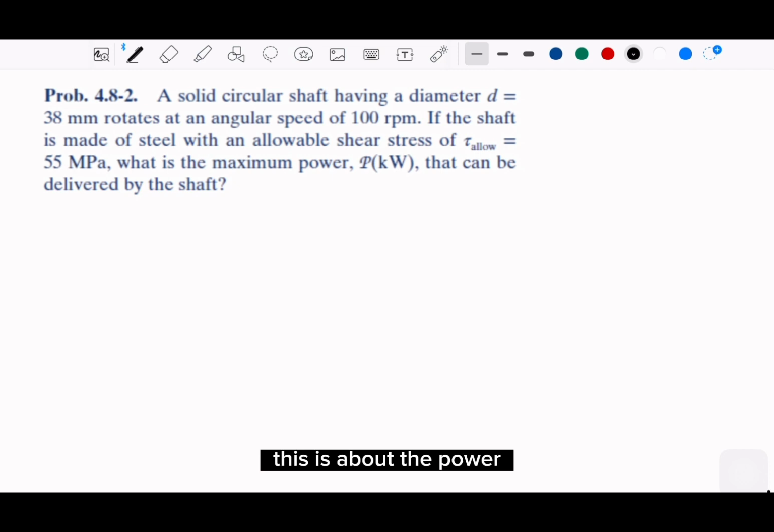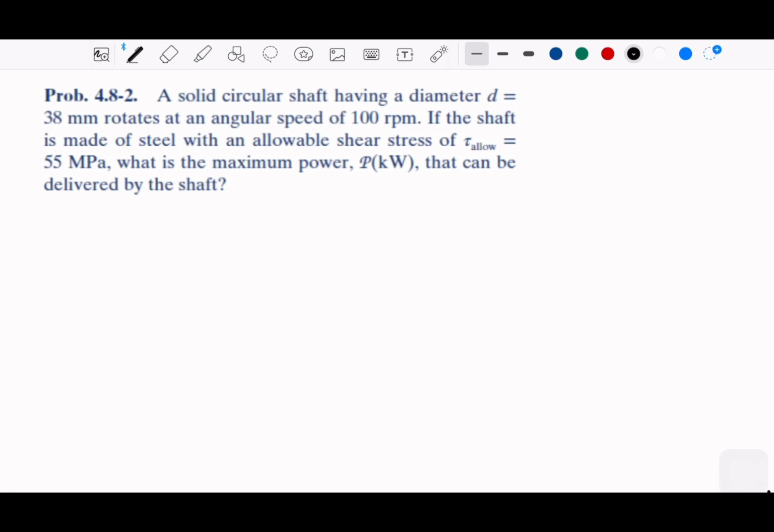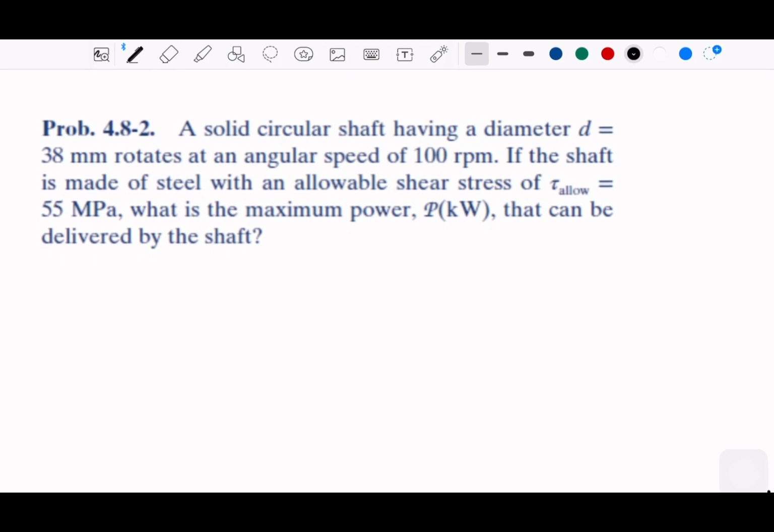This is about the power. So if you remember, this is the last part of our lecture in chapter 4, that we are discussing the power. So this is also a direct question. So first, let's read the question first.